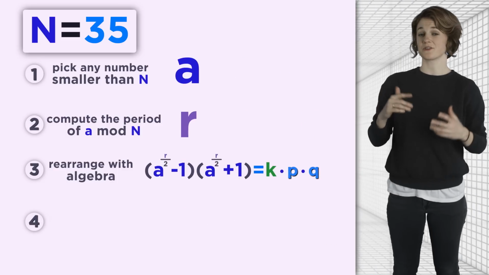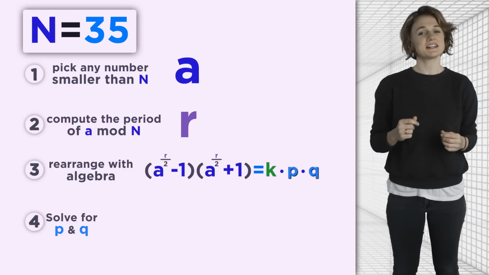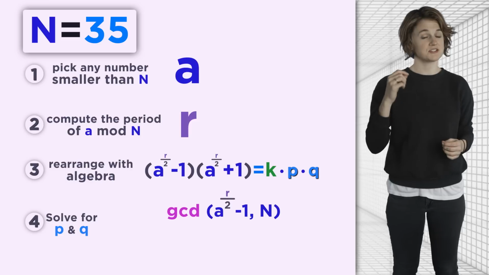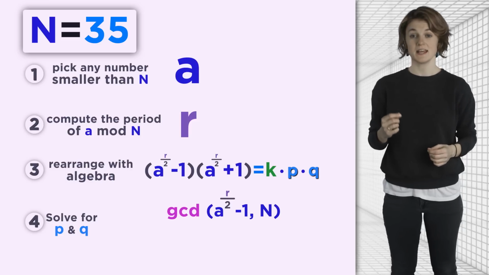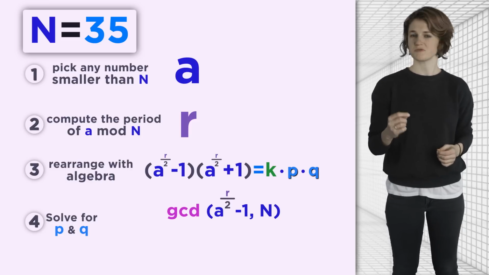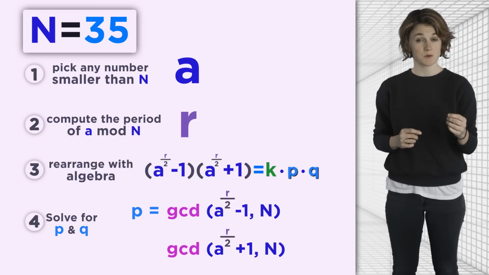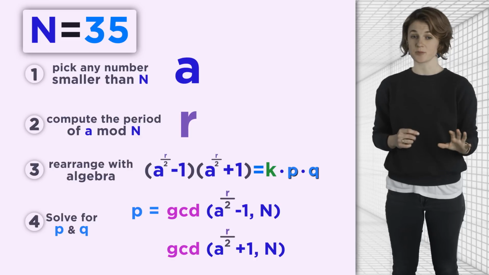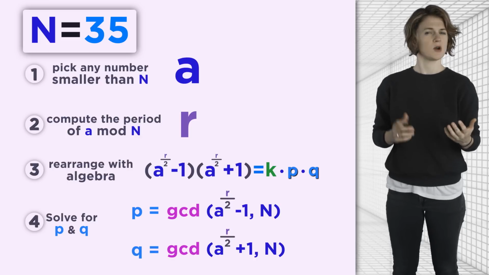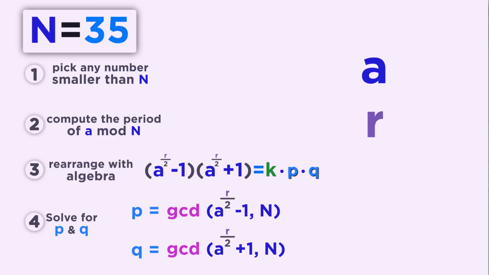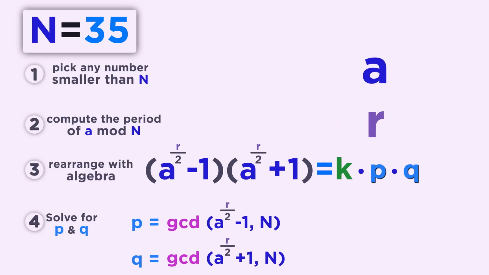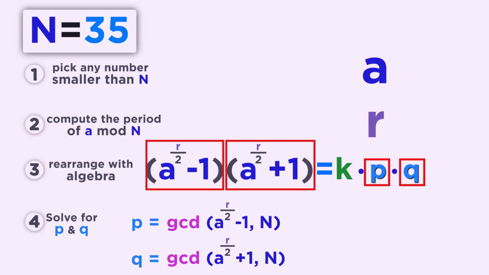Step 4 is the grand finale. I claim that the greatest common divisor of a to the r over 2 minus 1 and n is one of the prime factors. Let's call it p. And the greatest common divisor of a to the r over 2 plus 1 and n is the other prime factor. Let's call it q. Why? The equation a to the r over 2 minus 1 times a to the r over 2 plus 1 equals kpq means that p must divide one of the factors on the left and q must divide one of the factors on the left.